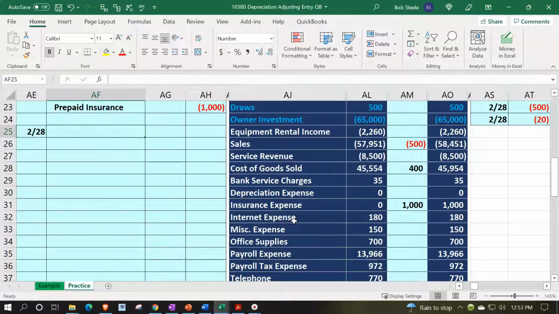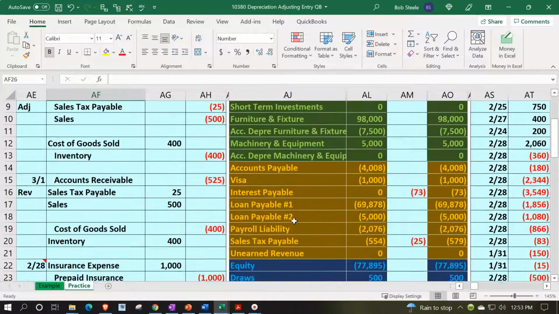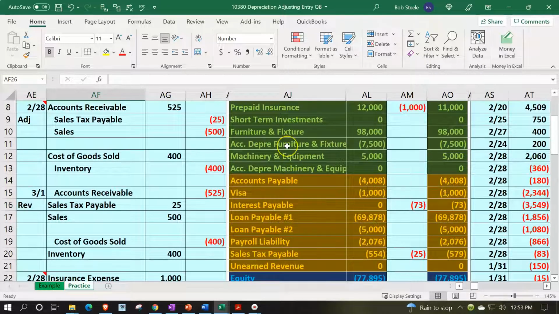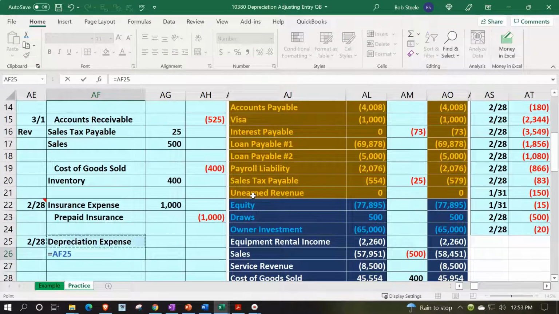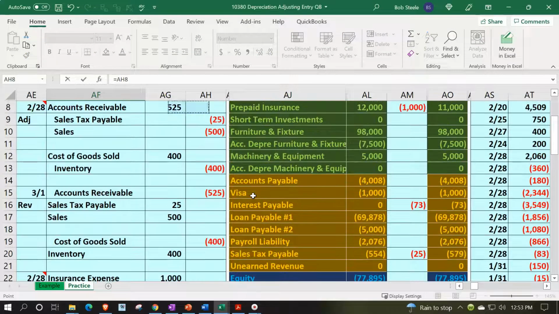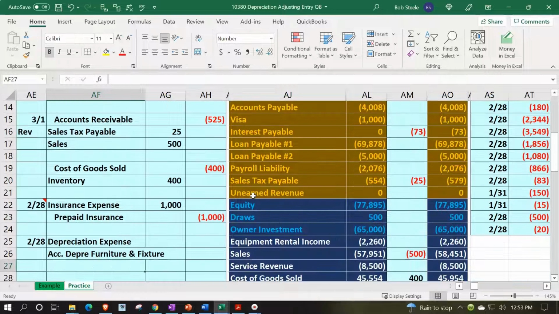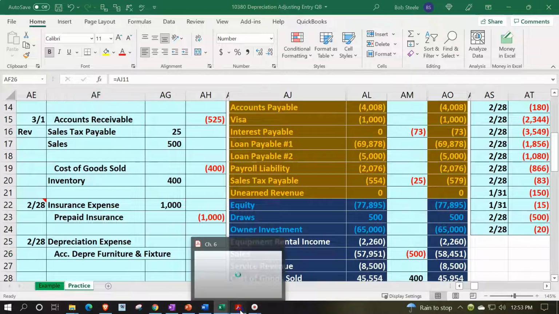In AF25 equals the depreciation. And then the other side, I'm going to start out with the accumulated depreciation for the furniture and equipment. So this is going to be the accumulated depreciation for the furniture and equipment. I'll indent that second account, alignment and indent. Then we'll go over to our table.